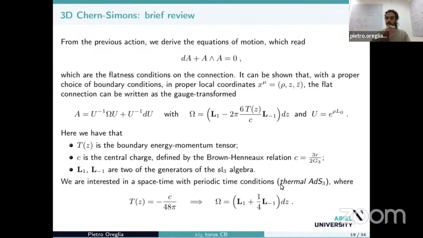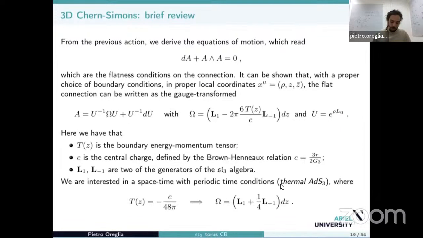If we compute the equations of motion from the previous action, we find that they are simply the flatness condition on the connection. It can be shown that with a proper choice of the boundary conditions on the connection and of the local coordinates, essentially a radial coordinate and holomorphic and anti-holomorphic coordinates, the flat connection can be written as a gauge transformation of a boundary connection of this kind, where the new connection omega can be written in this way, with this specific gauge group element for the transformation.